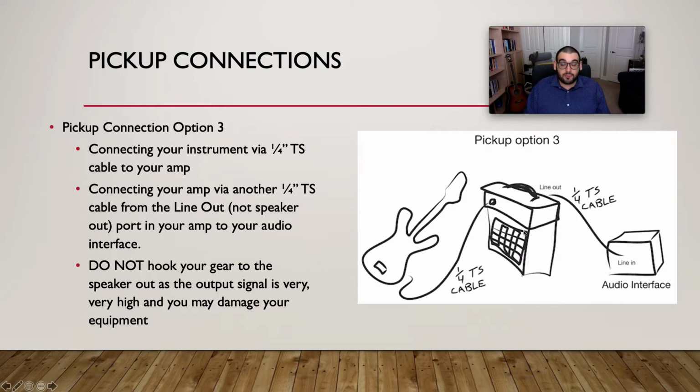It's really important because a lot of amps have 2 different outputs: there's a line out and then there's a speaker out. You do not want to connect your audio interface to the speaker out, because the levels set for the speaker out are really, really high. You will most likely damage your speakers, and you could actually damage the converter that's inside the audio interface as well. So never hook your gear to the speaker out, as the output signal is very high and will most likely damage your equipment.